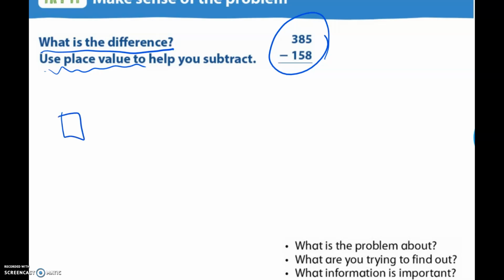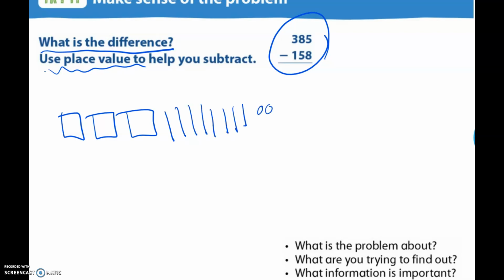So you might have drawn a picture to figure out the answer to this. 385. And if we use this problem right here to record what we're doing as we go, then we can do place value but still use a picture to help us. So it says subtract 8. Well, we only have 5 here, so we're going to take one of these 10s and we're going to break it apart.